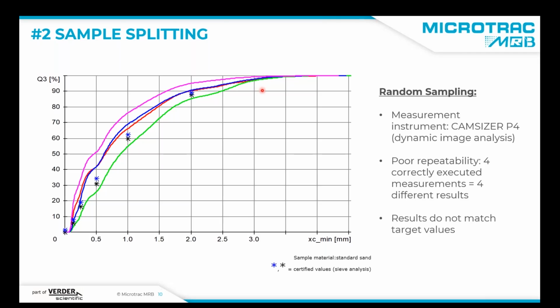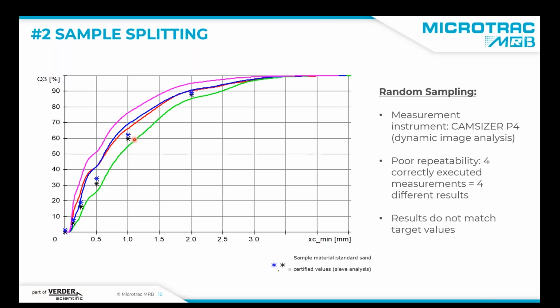So when we do a sampling of this sand and measure it with a CamSizer P4 dynamic image analysis system, which by itself is a very accurate measurement device, we measure this sand 4 times with the image analyzer. We get 4 correctly executed measurements, but we get 4 different results because we have done random sampling, no sample splitting. All our 4 subsamples have been different. The consequence of that is that neither of the results will match the target values, and the repeatability is really bad.